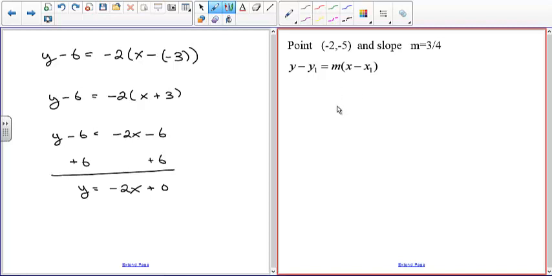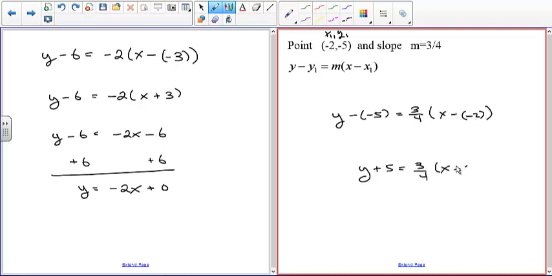Okay, so let's check the answer. And again, I'm going to write x1, y1 up here. So y1 is negative 5. So we have y minus negative 5 is equal to the slope, which is 3/4, times x minus the negative 2. So again, we're going to take the additive inverse of negative 5, which is positive 5. Same over here, the additive inverse of negative 2, which is positive 2. Multiply this out.